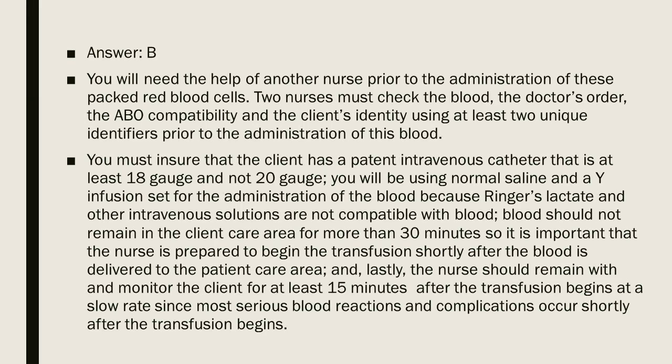Answer: B. You will need the help of another nurse prior to the administration of these packed red blood cells. 2 nurses must check the blood, the doctor's order, the ABO compatibility and the client's identity using at least 2 unique identifiers prior to the administration of this blood. You must ensure that the client has a patent intravenous catheter that is at least 18 gauge and not 20 gauge. You will be using normal saline and a Y infusion set for the administration of the blood because Ringer's lactate and other intravenous solutions are not compatible with blood.